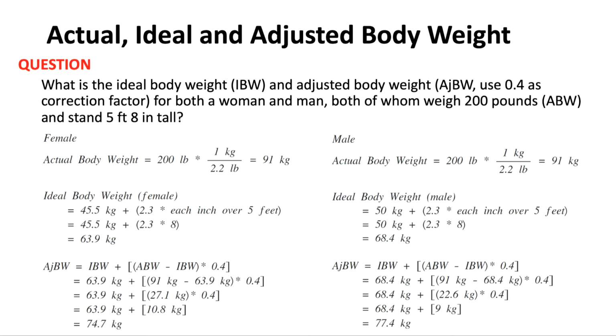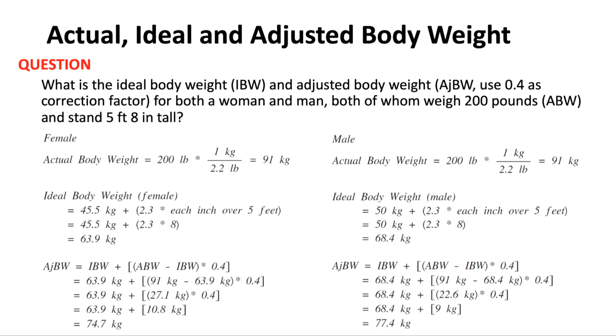All right. And just quickly to go through the male patient, same process, though we start with 68.4 for him, and to that we're going to add the difference between 91 and 68.4. That difference is 22.6. We multiply 22.6 times 0.4, and that equals 9 kilograms. So when we add that to his original ideal body weight, his final adjusted body weight is 77.4 kilograms.